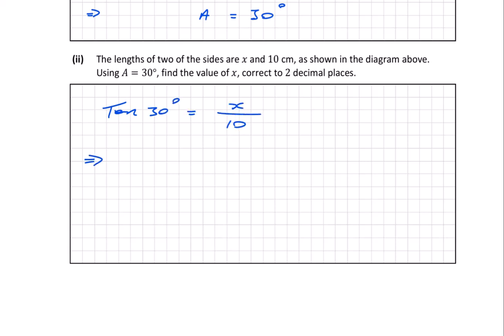What you do then is, the 10 is on the bottom of the fraction, it's dividing into the x, so you do the opposite to dividing: you multiply both sides by 10. Multiply the left hand side by 10, you get 10 tan 30 is equal to 10 times the right hand side. We'll just cancel that 10, and you're just left with x. So at that stage, it's just calculator work. You just type in 10 tan 30 into your calculator, and you need to round to 2 decimal places.